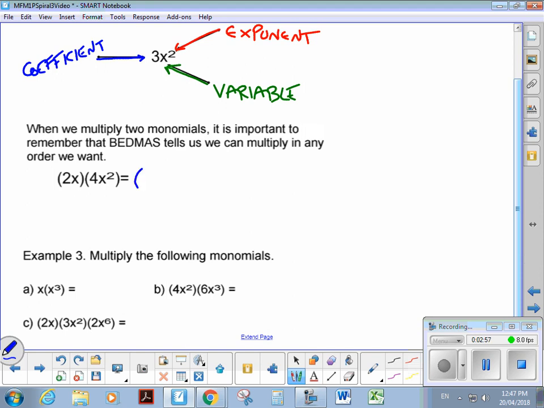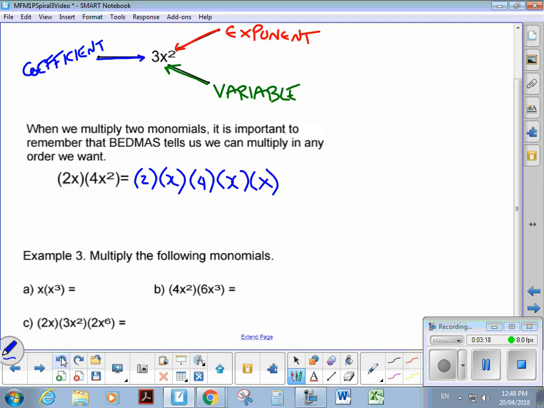So the 2x, I have a 2 and an x. So I'm going to expand this out. 4x squared, well, I have a 4. And then x squared means I have an x and an x. All right? So I've multiplied out the 2x to the 4x squared. That's what it looks like expanded.